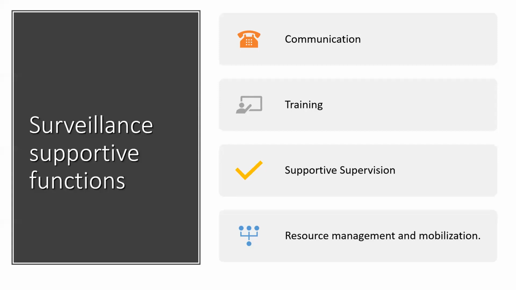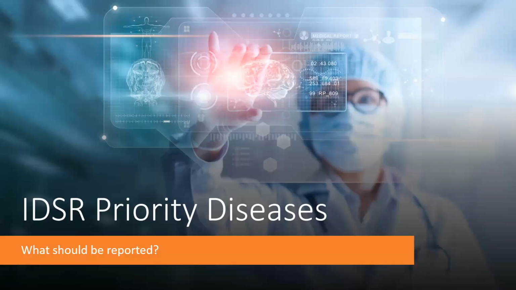So these ones actually help to make sure that you have the communication that you need to send your notification to a particular place. You have the capacity, the training that you need. There's a system where people are providing you with the support to be able to do the work. And of course, all these resources are available and mobilized for you to be able to do your disease surveillance and notification.